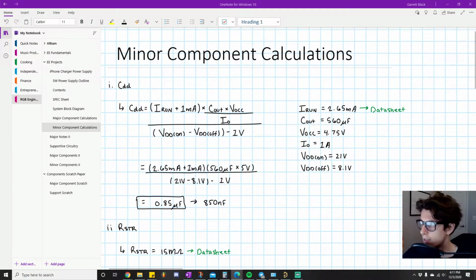So CDD, let's see if the glossary has that listed. Okay, so CDD is the minimum required capacitance on the VDD pin. Let me pull it up in the data sheet. It gives a brief paragraph, and I would say these are good to read because it gives you an insight as to how they're run.